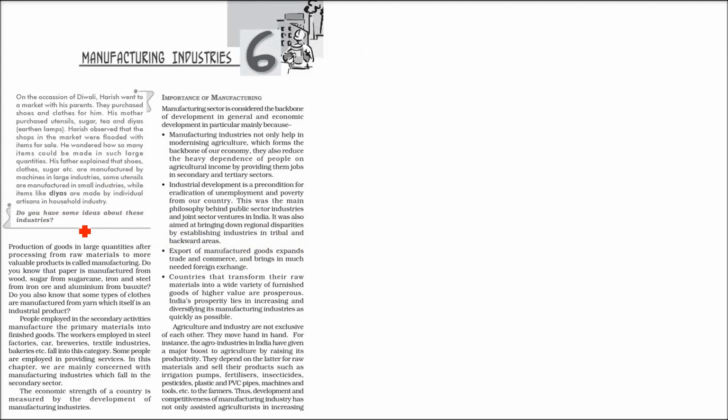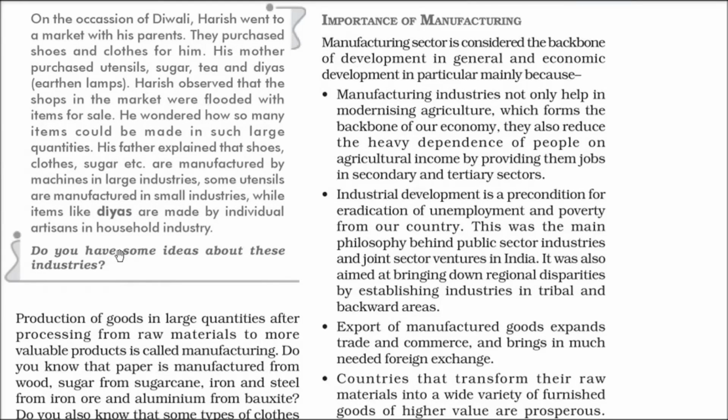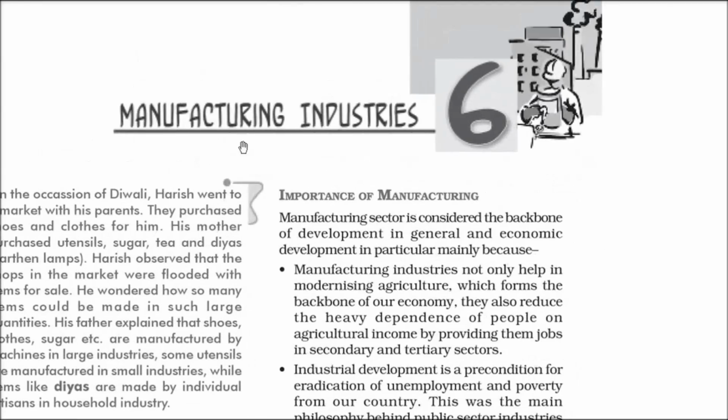The story starts with a family. Here we have Harish, he is the kid, and they are doing the Diwali shopping. When he sees all the products, his father explains that the shoes, clothes, and sugar that they are buying are made either in large industries using big machines, or utensils manufactured in small industries, or diyas made by hand by artisans in household industry. So what is manufacturing?